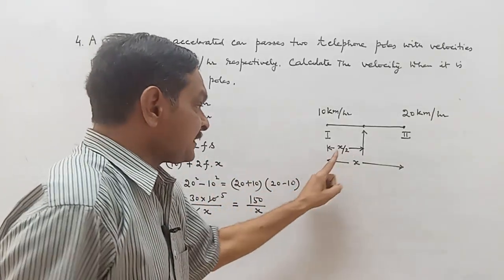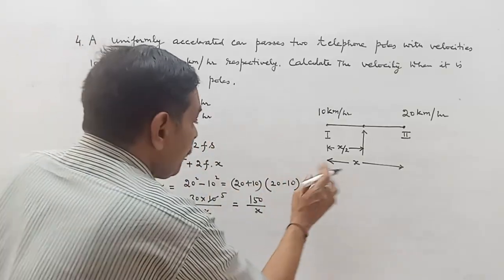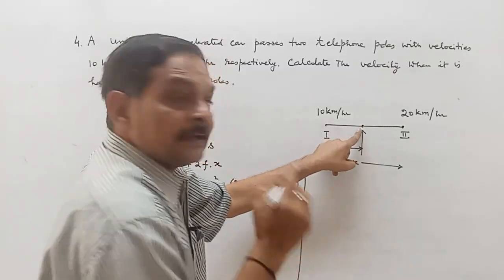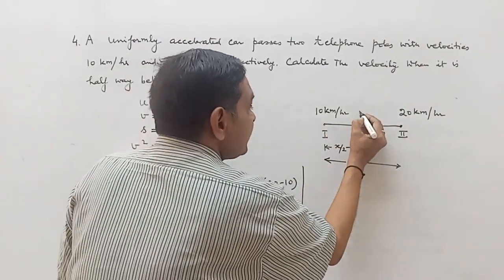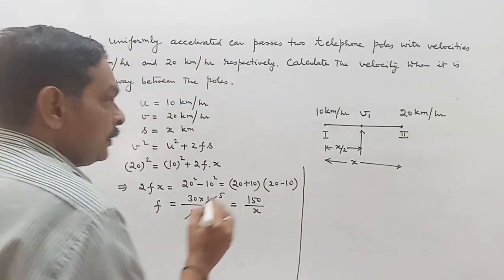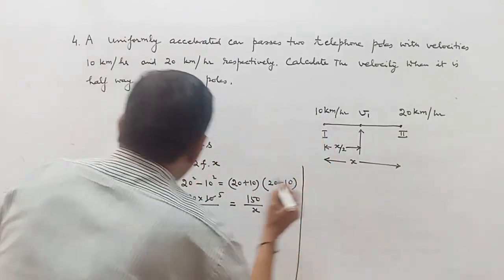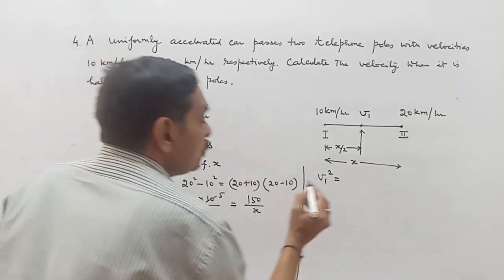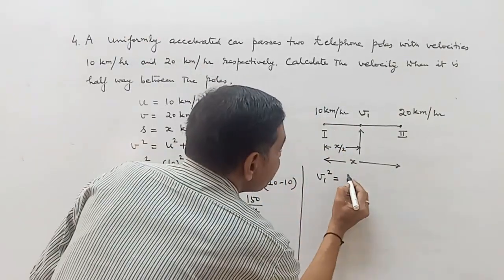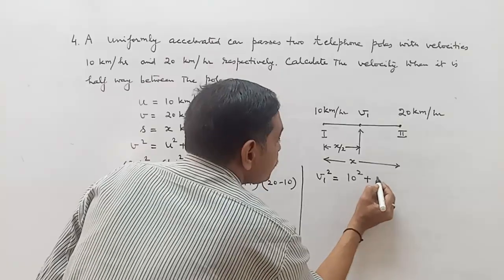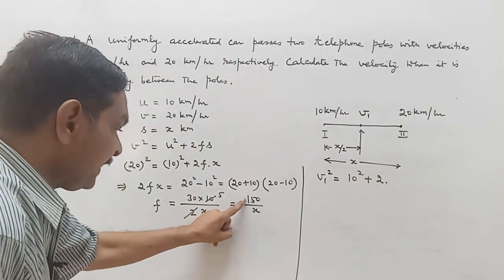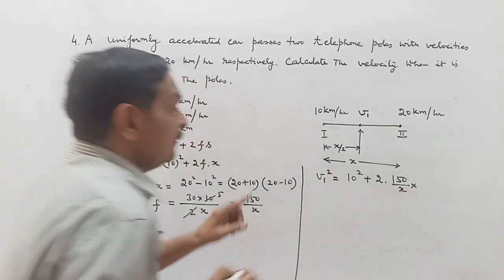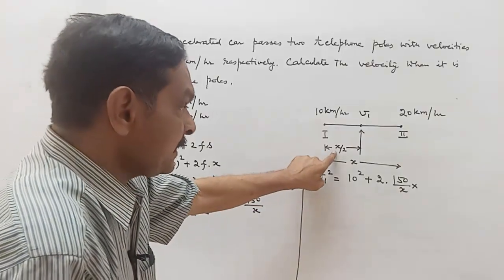Now, when s has become x upon 2, what will be the final velocity at this point? Let us say this velocity is small v1. The initial velocity will be 10. So again we are applying this formula. v1 square, which we want to know, is equal to initial velocity 10 square plus 2 times f. f is 150 upon x, into what is our s? s now here is x upon 2.